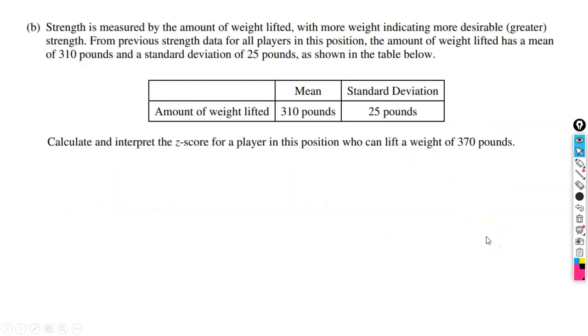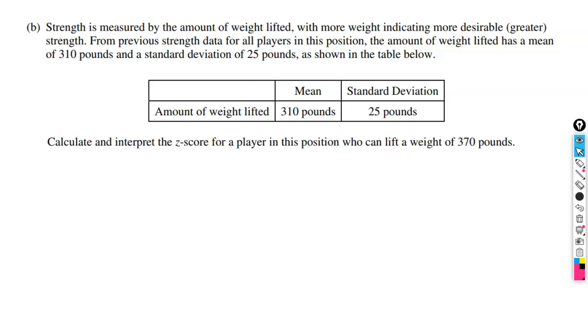Strength, mean, 310. That's my warm-up sets. No, it's not. What lift is this? Well, if it's deadlift, then yes, I'm very good at this.